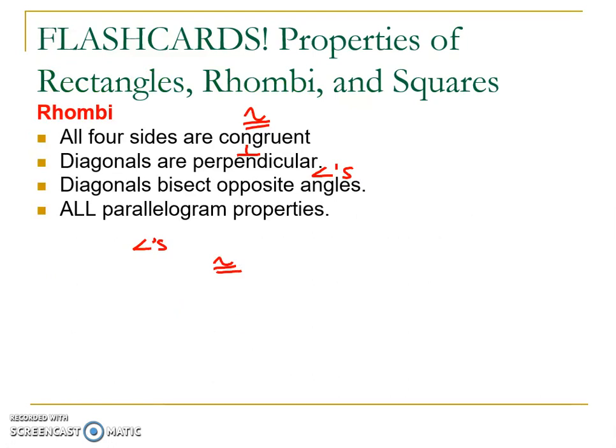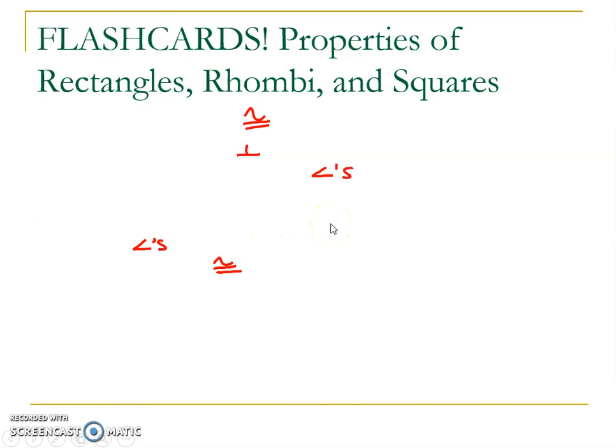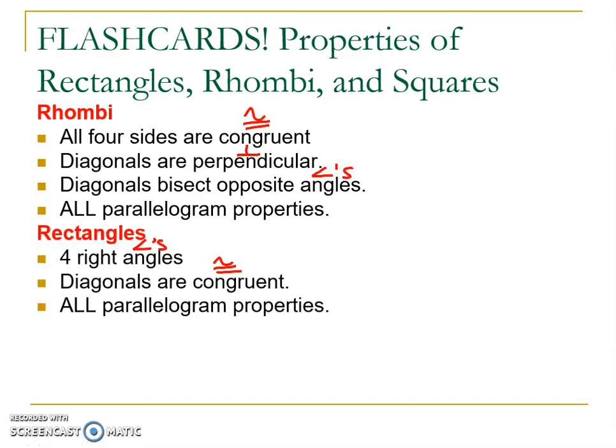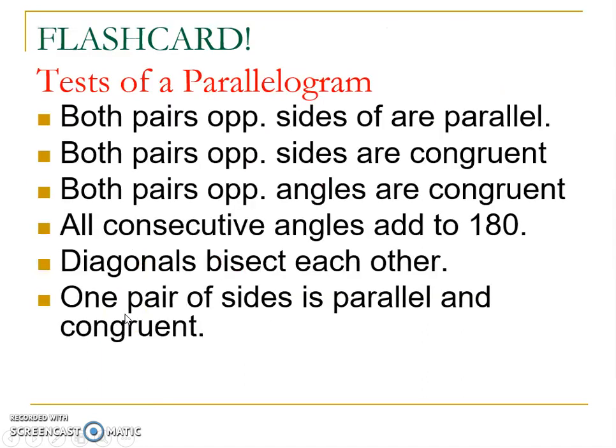So what about the rhombus? The plural for rhombus is rhombi. Its property is all four sides are congruent. Diagonals are perpendicular. Diagonals bisect opposite angles. And it has all the parallelogram properties. So that's the rhombus. Rectangles have four right angles. Diagonals are congruent. And all the parallelogram properties.